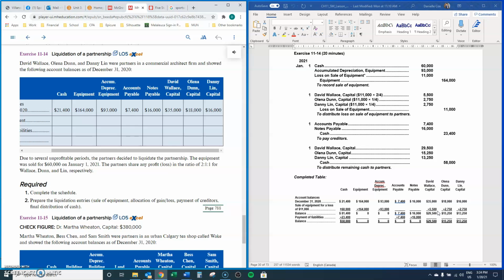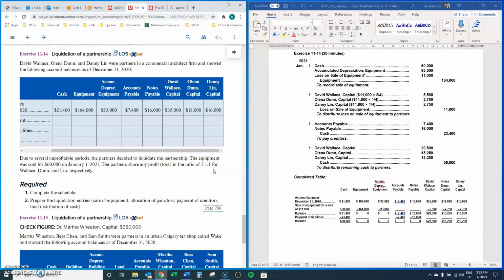So how you do that is $11,000. I'm using the BA II Plus calculator. If you have that, it's 11,000 times, and then you can use a bracket. And the trick with the ratios is you add them all together. So 2 and 1 and 1 is 4. So 2/4, 1/4, and 1/4. So 2/4 is a half.